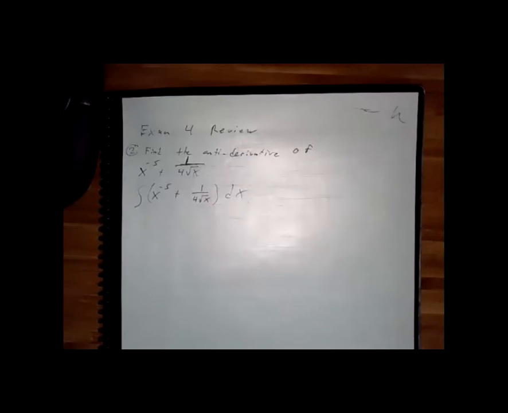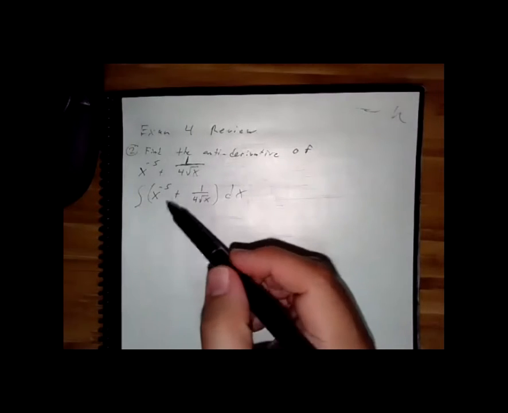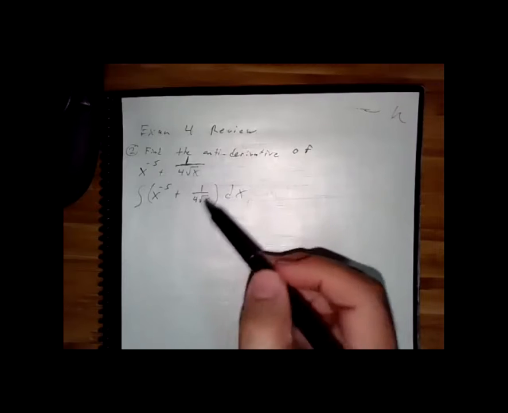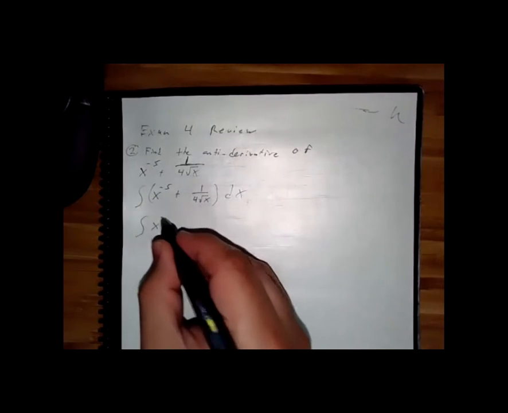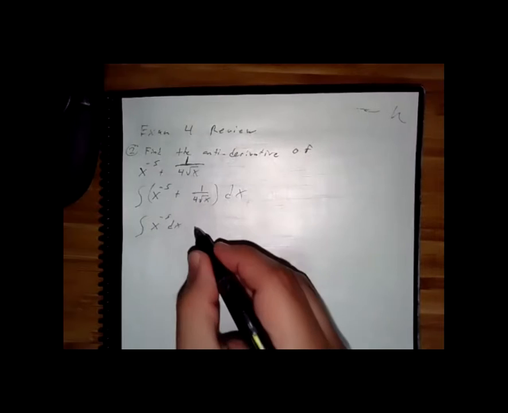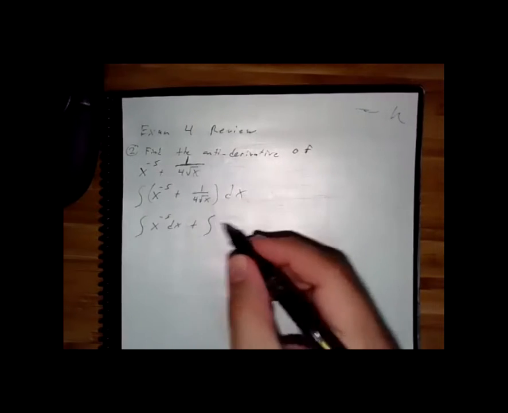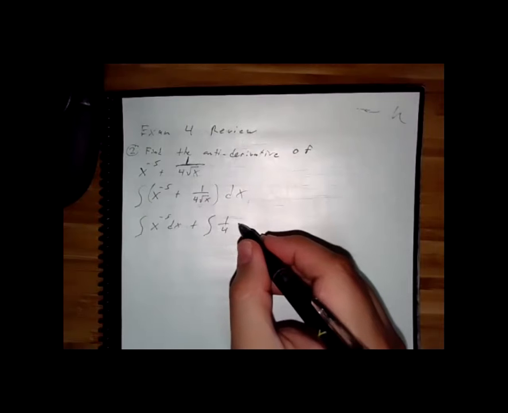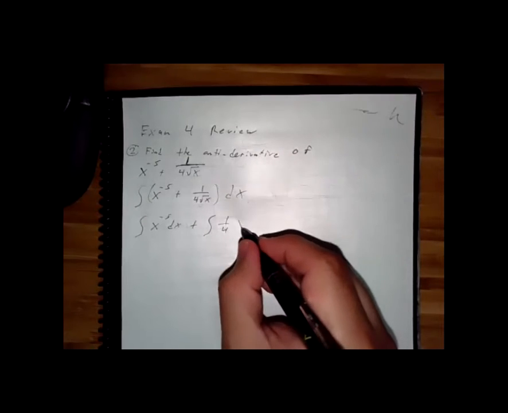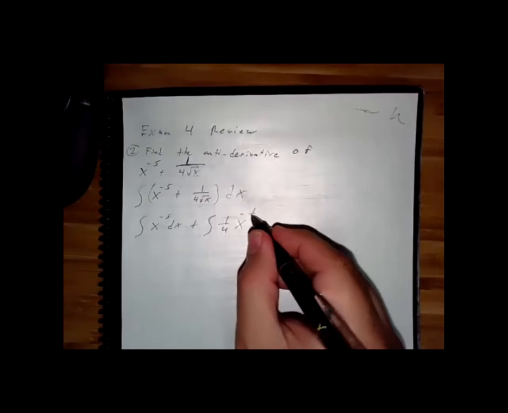So antiderivative is the same as an integral. So we're going to do the power rule on each term. So I'm going to do the antiderivative of this guy plus the antiderivative. On this one, I'm going to change it to 1/4 times x to the negative half.